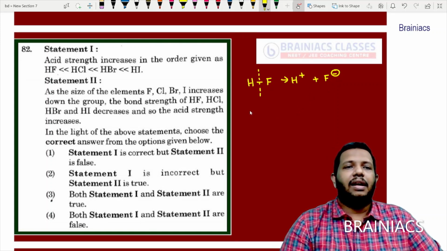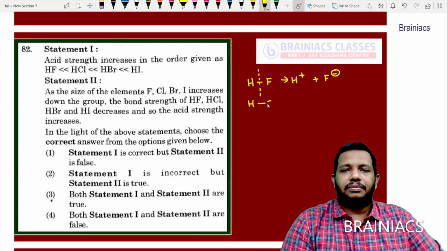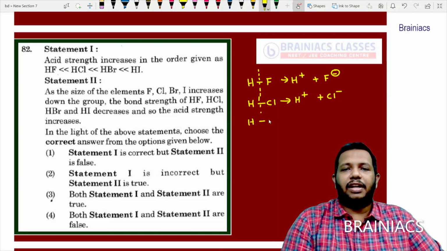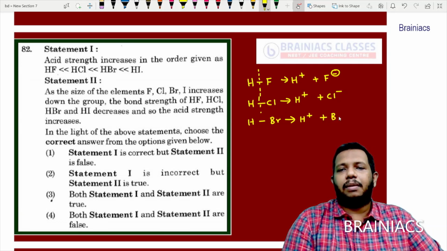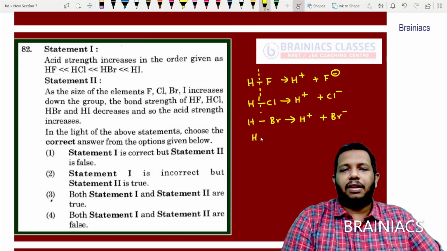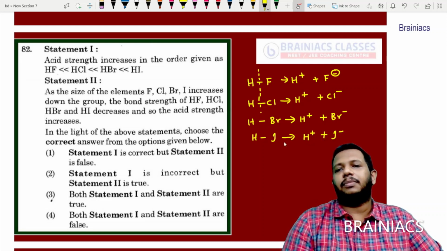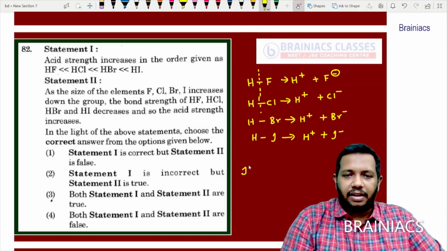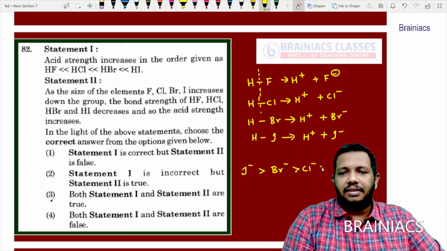F minus. So if F minus is stable, then it will not attract the H plus back. Similarly, HCl will release H plus and you have Cl minus left behind. Similarly, HBr will release the H plus and you have Br minus left behind. And HI will give the H plus and you have I minus left behind. So I can easily say among the anions, the stability order is I minus greater than Br minus, then Cl minus, then F minus.